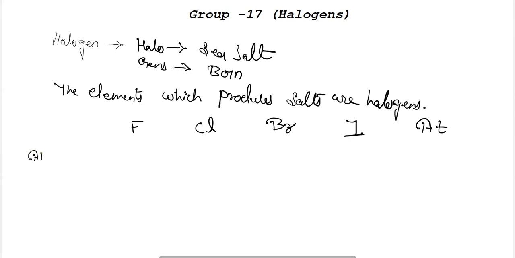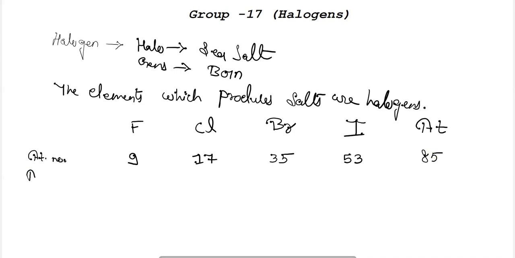So first is the atomic number. For fluorine, the atomic number is 9. Chlorine is 17, which is plus 8. Then plus 18, it is 35 for bromine, plus 18 again, it will be 53 for iodine, and for astatine it is plus 32, that is 85.